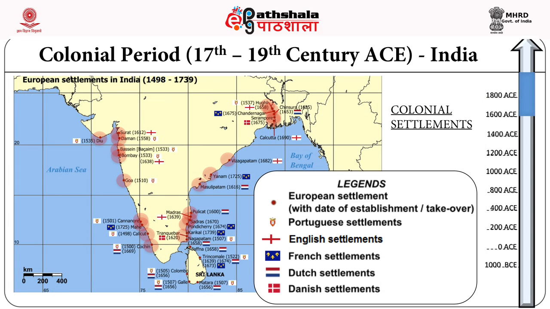Now this slide shows the colonial settlements by these various European countries at different points of time. We can see the English settlements, the French settlements, the Dutch settlements, and the Danish settlements, all along the coasts, the western coast and the eastern coast, where the European countries came and settled down.